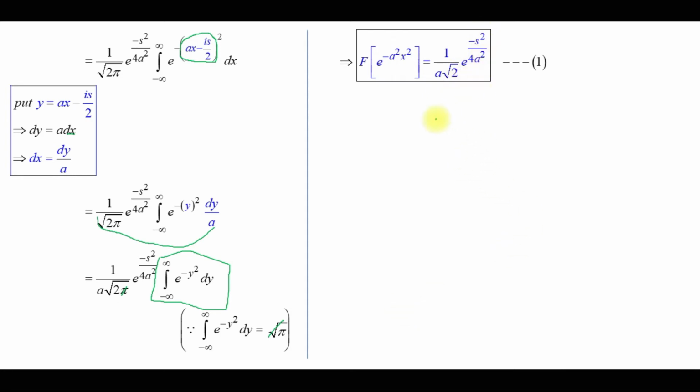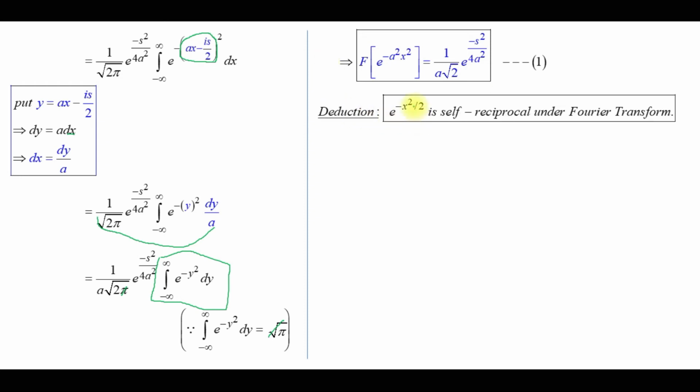This is the first part. Using this part, we have to prove this deduction: e power minus x square by 2 is self-reciprocal under Fourier transform. So what is self-reciprocal? If we find the Fourier transform of this function, the answer is the same function, with s instead of x. Okay.